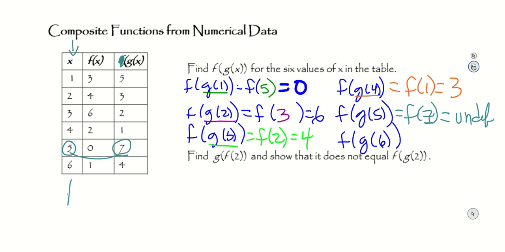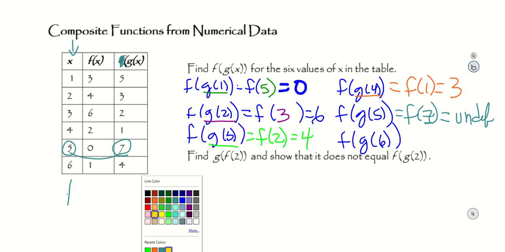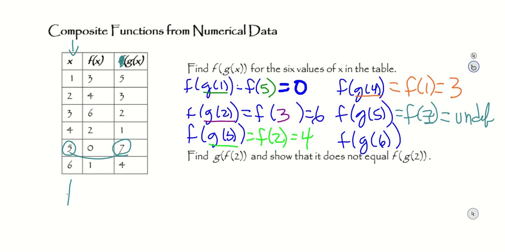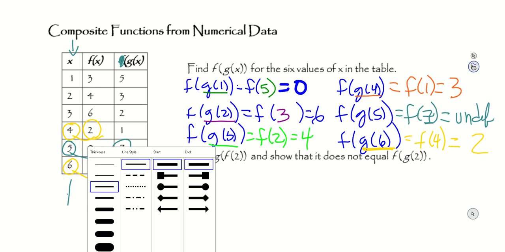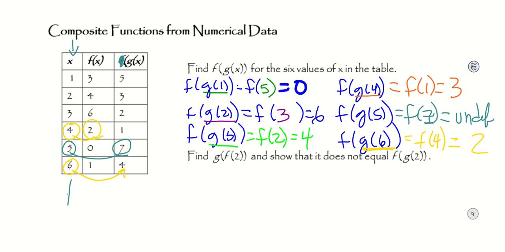Let's look at one more. We're going to look at f of g of 6. So we're going to start with g of 6. G of 6 is 4. So this is f of 4. And then to find f of 4, we start with 4 and we find what f gives us, which is 2. Okay, so let's look at what happens here. Here I'm trying to find and compare g of f of 2 and show that it does not equal f of g of 2.